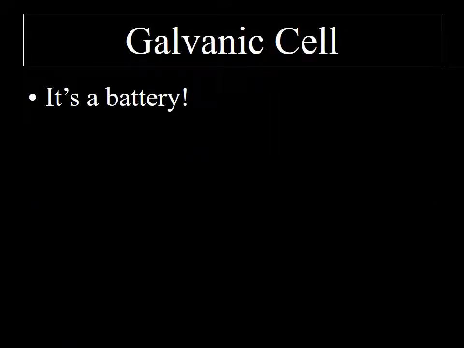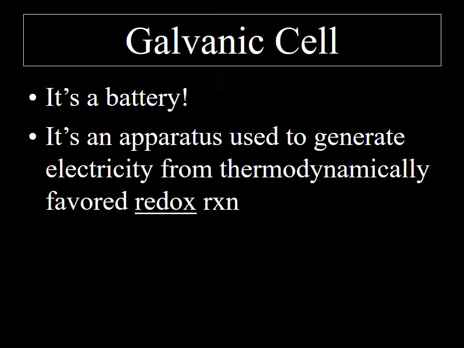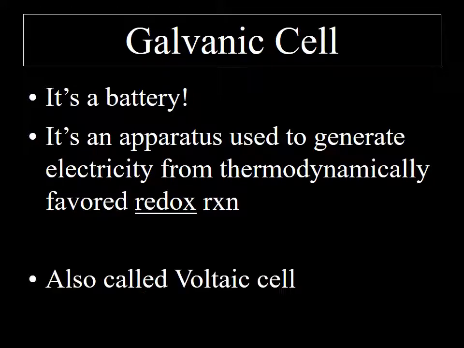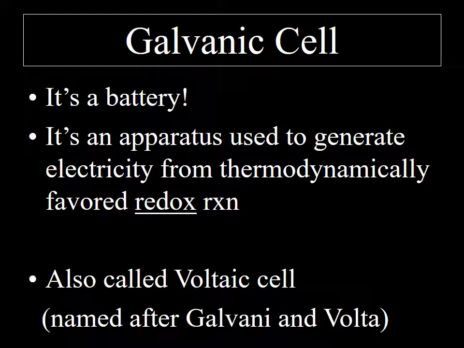A galvanic cell is simply a battery. It's an apparatus used to generate electricity from a thermodynamically favored redox reaction, specifically redox. It's also called a voltaic cell. Those words are used fairly interchangeably. Galvanic and voltaic mean the same thing. They're batteries. And it's named after people. So they're both Italians, Galvani and Volta. I don't know if they were working together, working separately. I have no idea. But both names get used.